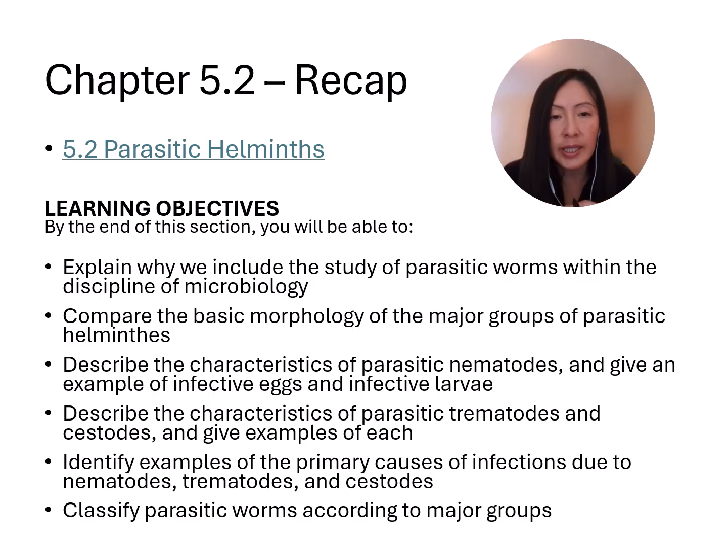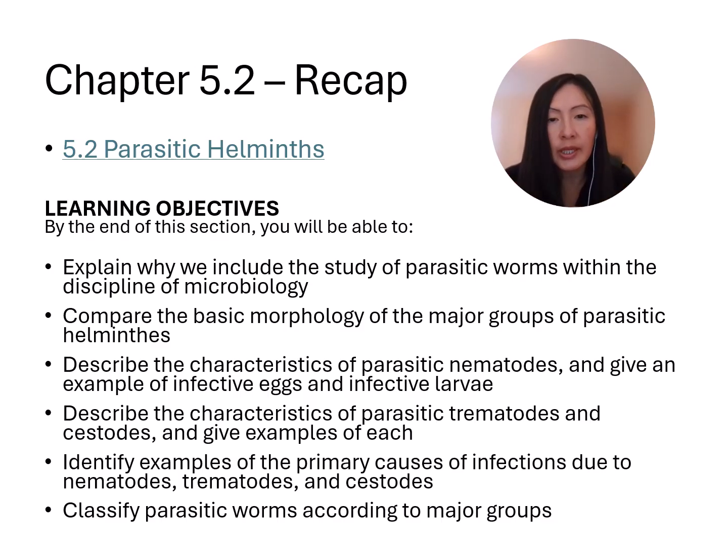For the second one, basic morphology of the major groups, we had three. We had our nematodes or roundworms that are cylindrical, unsegmented, and have a complete digestive tract. Our second group were the trematodes or flukes. They're flat, leaf-shaped, unsegmented, and they had suckers for attachment. And our third were the cestodes. These are the tapeworms. They're also flat. They're segmented. They have a scolex with hooks and suckers for attachment and a body made of those proglottids.